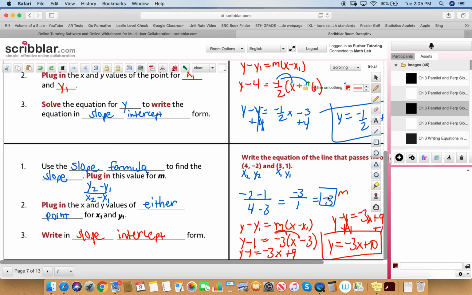Okay? So point-slope form is only used for writing equations. It's never ever used for graphing. Okay? We will use it again when we start talking about parallel and perpendicular lines in this lesson.